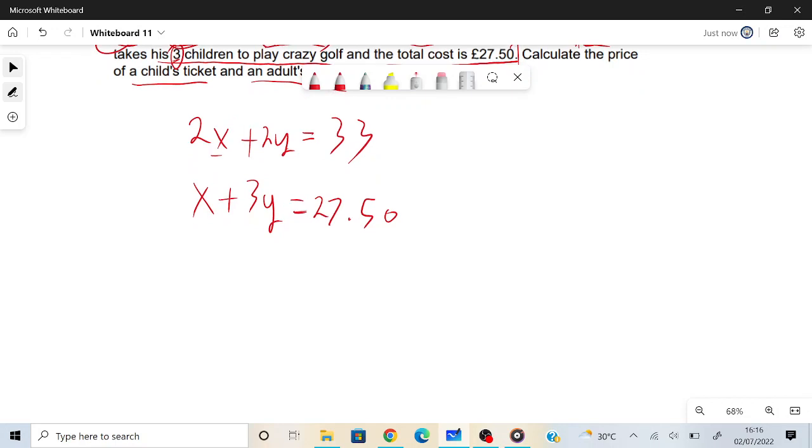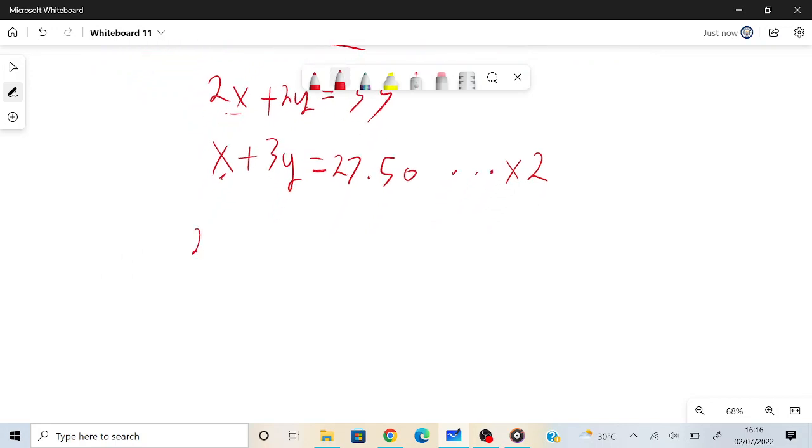Now, what can I eliminate here? Nothing for now, because nothing has the same coefficient, so the best way to do it is times the second equation by 2, so that I have 2x over here and 2x over here. So timesing the bottom equation by 2, I will now have 2x plus 2y equals 33, that's the top equation here, and times in the bottom one here, x times 2 is 2x, 3y times 2 is plus 6y. And 27.50 times 2 is 55.